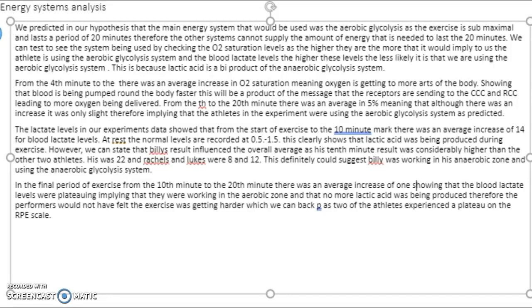In the final period of exercise, from the 10th minute to the 20th minute, there was an average increase of 1, showing that the blood lactate levels were plateauing, implying that they were working in the aerobic zone, and that no more lactic acid was being produced. Therefore, the performers would not have felt the exercise was getting harder, which we can back up as 2 of the athletes experienced a plateau on the RPE scale.